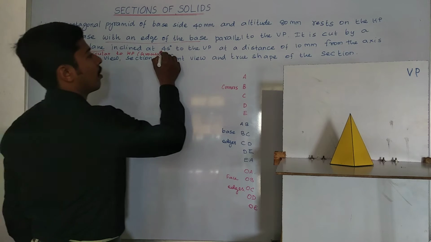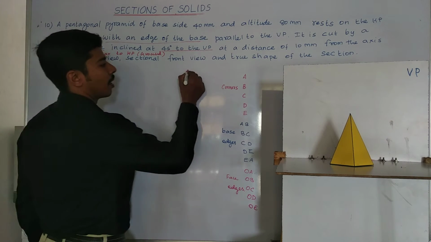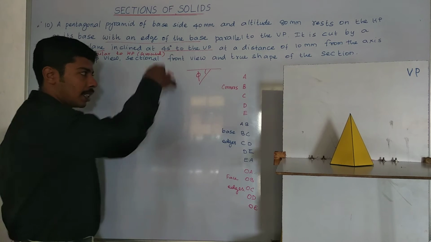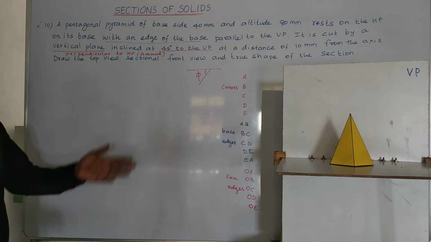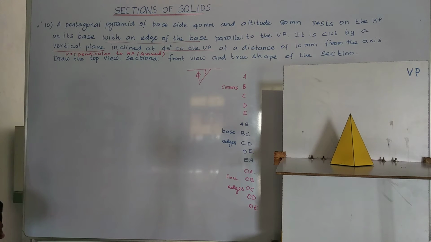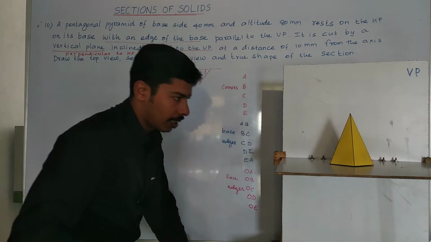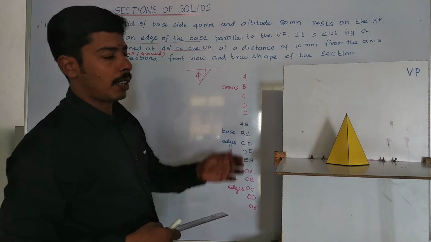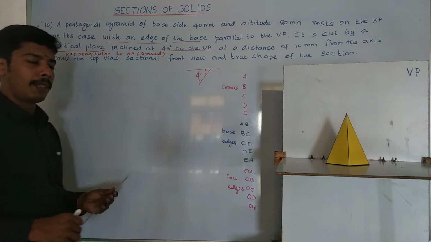VP means vertical plane. The section comes on the downside, at a distance of 10 millimeter from the axis. Draw the top view, front view and side view. So let us draw the projections. This is how the solid is situated, in such a way that one of the edges is parallel to the VP.